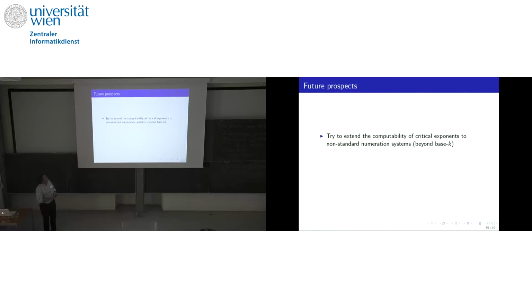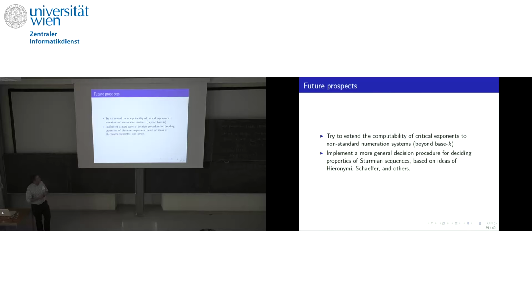Okay, so now you've seen three examples. What would be the future prospects? Well, I'll start with two things that we're hoping to do in the near future. And first is to try to compute the critical exponents for words other than base k numeration system. So there's a certain property of base k numeration system that makes the critical exponents easier to compute, and which is not true, for example, for Fibonacci numeration system or other quadratic Pisot numeration system, which makes it harder for us to do this. But, you know, hopefully we can do this.